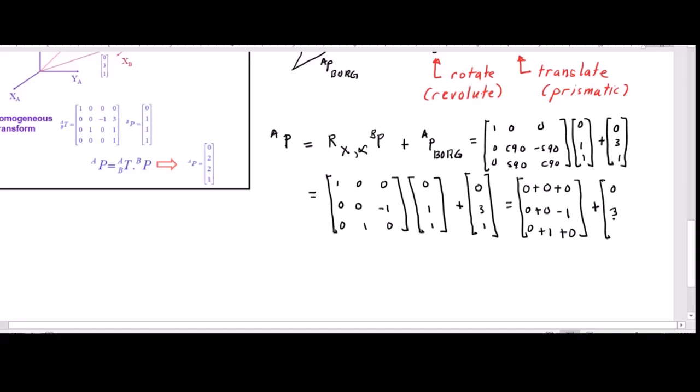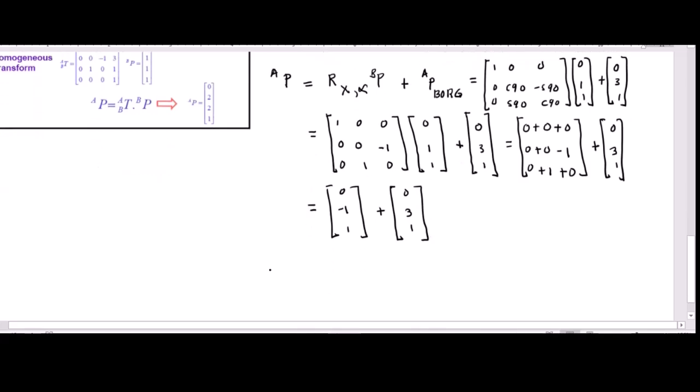with the 0, 3, 1. Simplify this one. So you have here 0, negative 1, and 1. Plus 0, 3, 1. Therefore, our final answer here is P2A. The final position, therefore, is equal to 0 plus 0 is 0. Negative 1 plus 3 is 2. 1 plus 1 is 2.